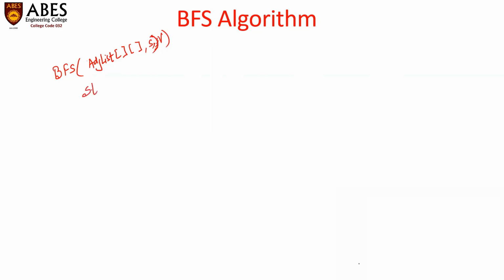So what we need to do from our side, we need to take the status vector of size V and let's initialize all its values to 0. This kind of initialization does not actually mean that we are initializing all the values to 0. It means we are initializing the first value as 0 and the rest of the entries will automatically be initialized to 0.